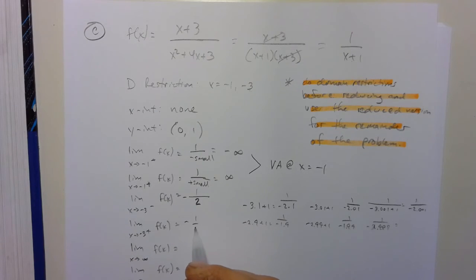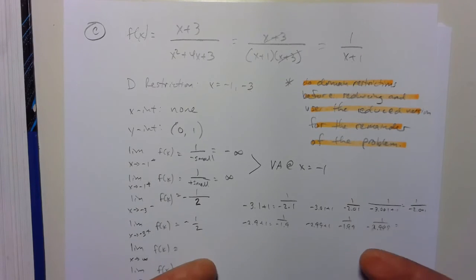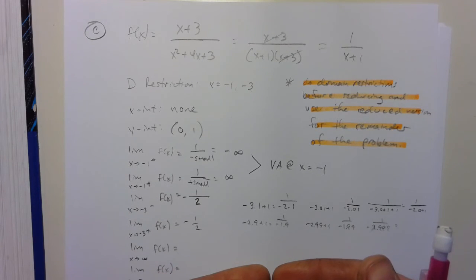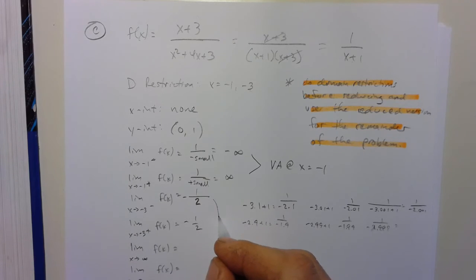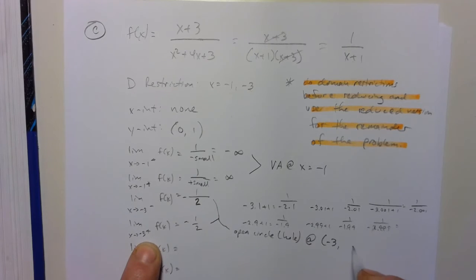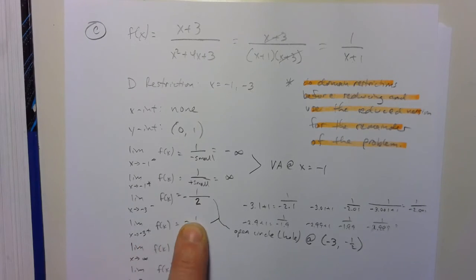I'm approaching -2. So what's happening here is my graph is kind of coming together at the same point. Okay, so what's that going to be? That's going to be a hole or an open circle, and it's going to be at -3, -1/2. It basically just means that we have a domain restriction. Our graph is coming together, right? They're trending together, and they're going to hit at the same point, but it's going to be an open circle there, okay, or a hole.